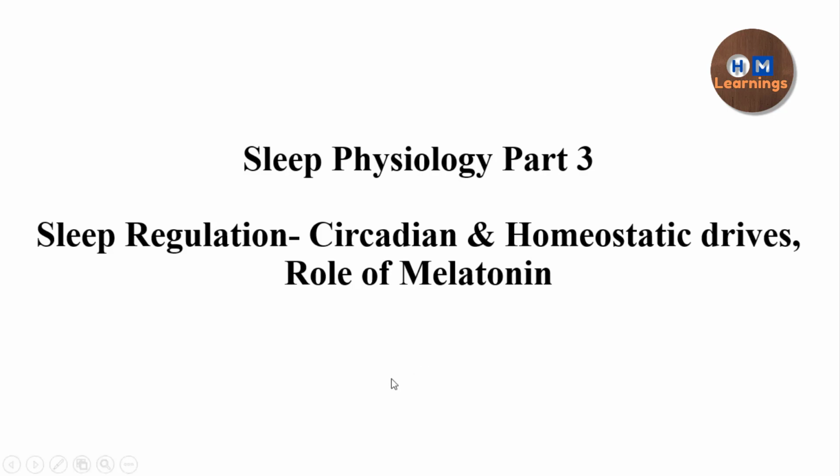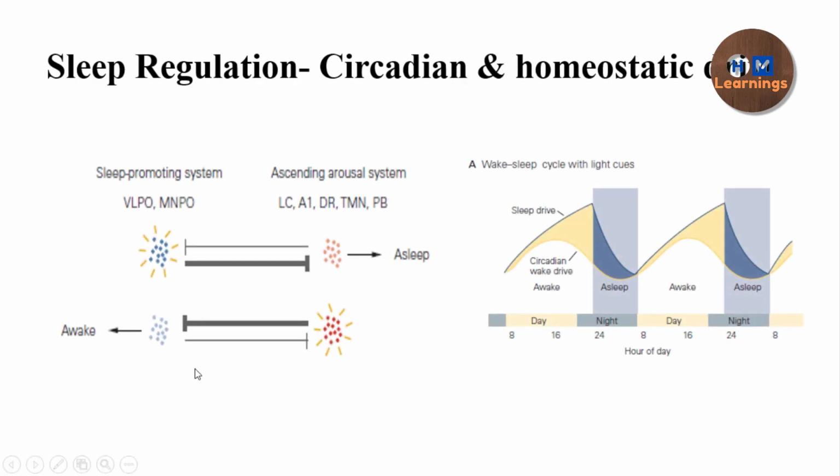In the previous video, if you remember, we talked about the flip-flop model, which discussed how the balance between the neural activity of the two areas, the sleep promoting areas and the wake promoting areas, works like a flip-flop. One area has more activity at a time, which inhibits the other area and executes its function.